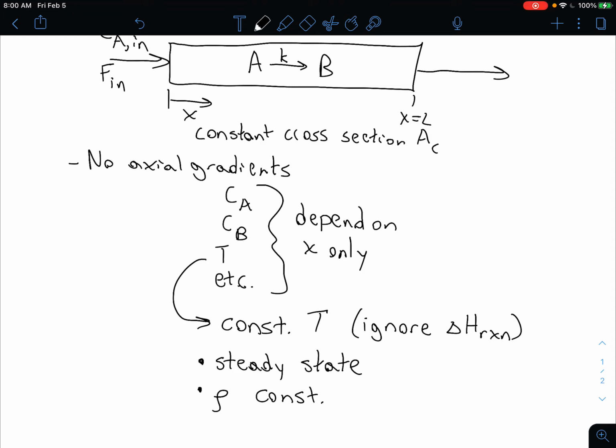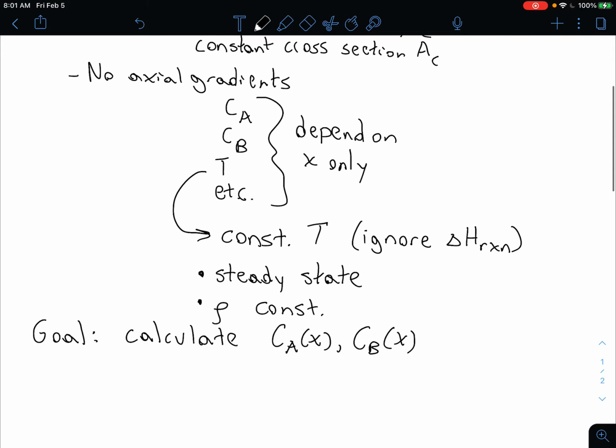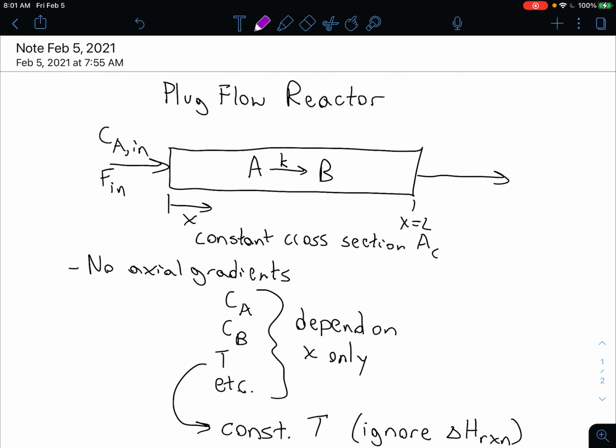Okay, so what are we trying to do? I want to formulate a differential equation that could be solved. We're not going to talk about solution methods, but something that could be solved to calculate Ca of x and Cb of x. And in order to do this, we're going to have to use differential control volumes. What I mean by a differential control volume is a control volume that is cylindrical in shape, starts at x and ends at some incremental step later, x plus delta x.